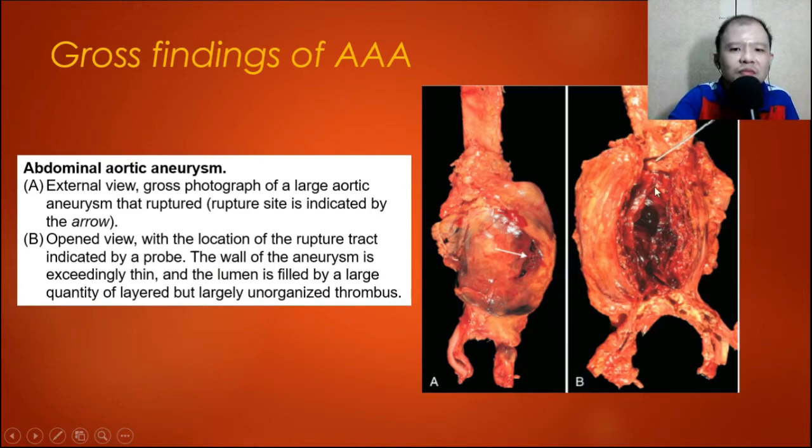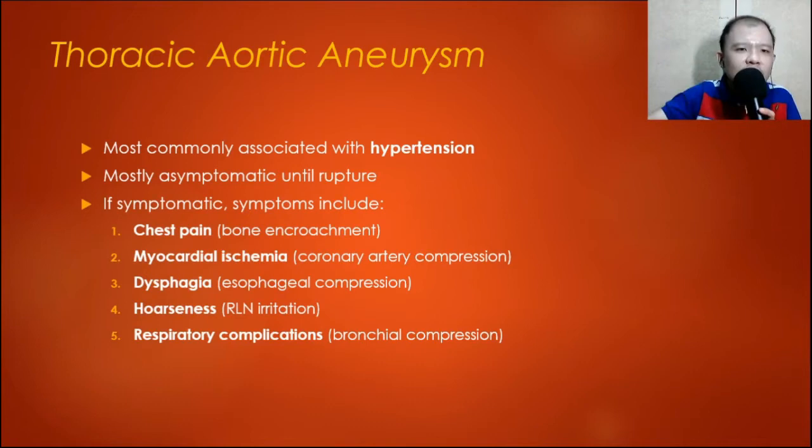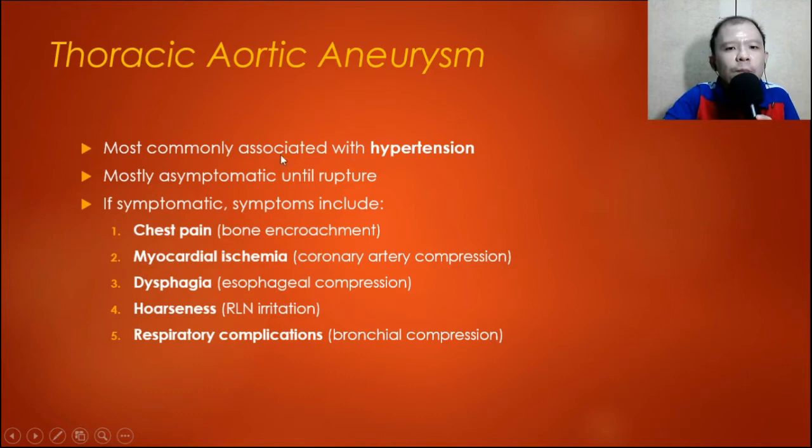Next, we're done with abdominal. Let's go to the thoracic. The most common risk factor here is hypertension. Again, it is asymptomatic until rupture. And if it's symptomatic, you have chest pain, myocardial ischemia, dysphagia, difficulty in swallowing, hoarseness, and respiratory complications.